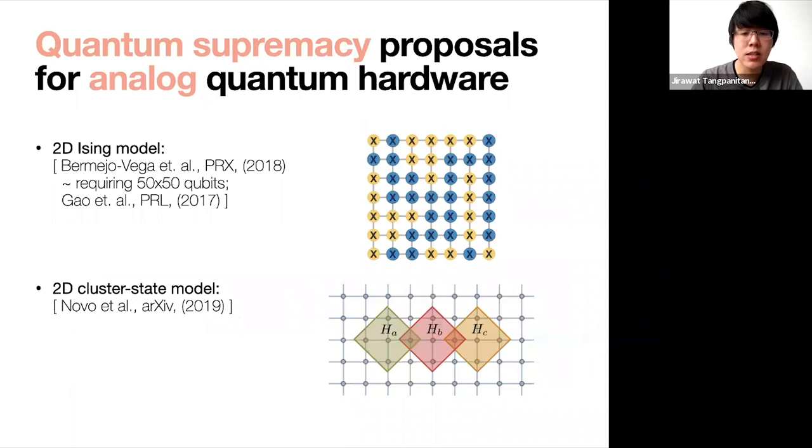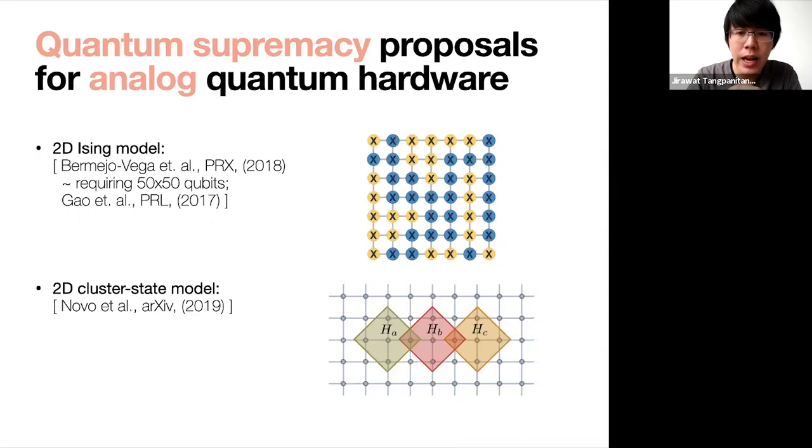There exist a few proposals for quantum supremacy in analog quantum hardware. The first one is by the group of Jens Eisert in 2018, which considers a 2D Ising model, although you need quite a few qubits, in this case 2,500 qubits, to realize supremacy. And recently they also considered the 2D cluster state model, which again requires implementing four- and five-body interactions, which is not natural to do.